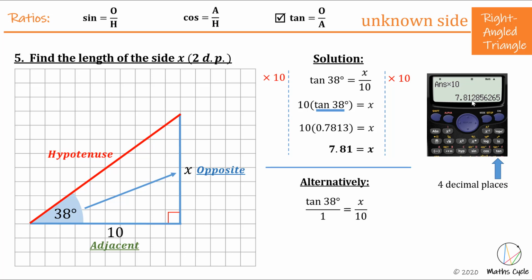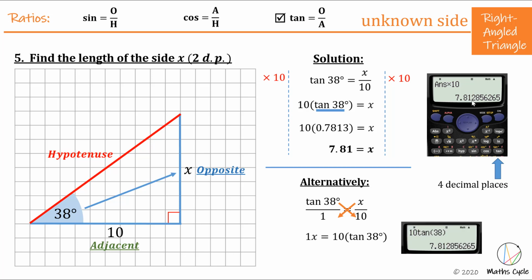Alternatively, put your tan of 38 over 1 and cross multiply, and you get 1x equals 10 times tan 38 degrees. Put that straight into your calculator, and we have x equals 7.81 units in length.